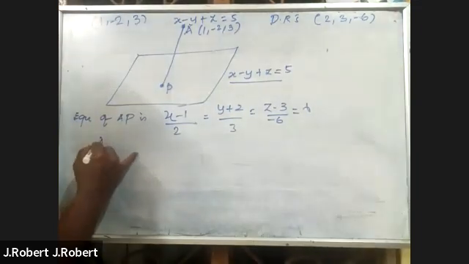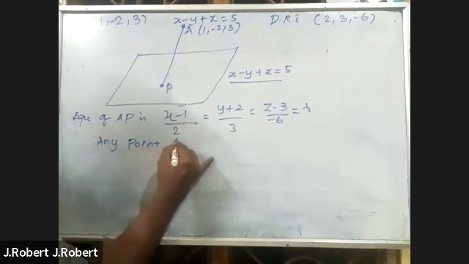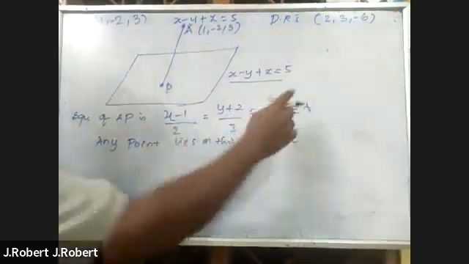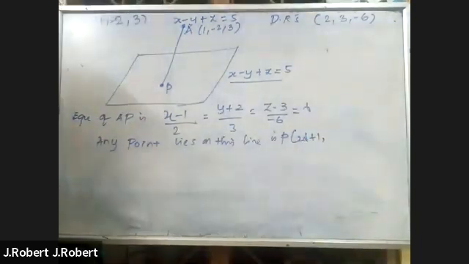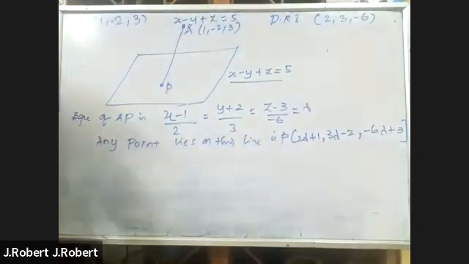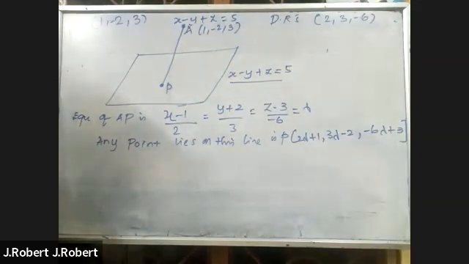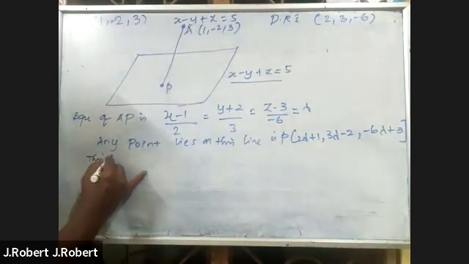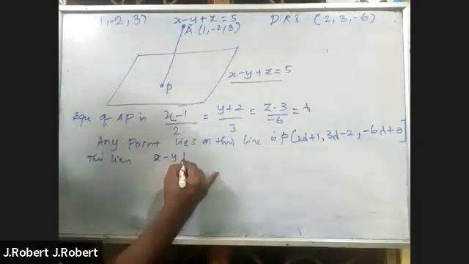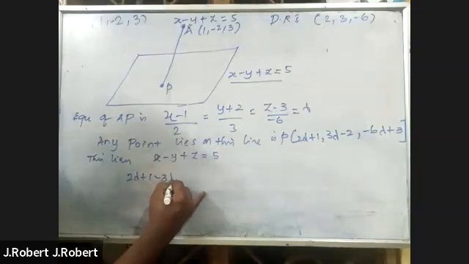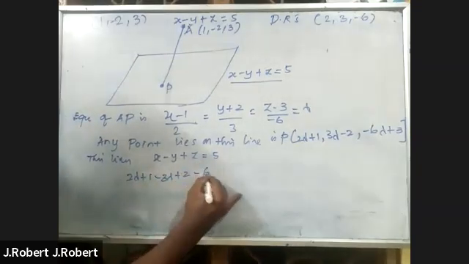So any point P that lies on this line is P of (2 lambda plus 1, 3 lambda minus 2, minus 6 lambda plus 3). Now listen carefully. This point lies on the plane x minus y plus z equals 5. Substitute the values: (2 lambda plus 1) minus (3 lambda minus 2) plus (minus 6 lambda plus 3) equals 5.